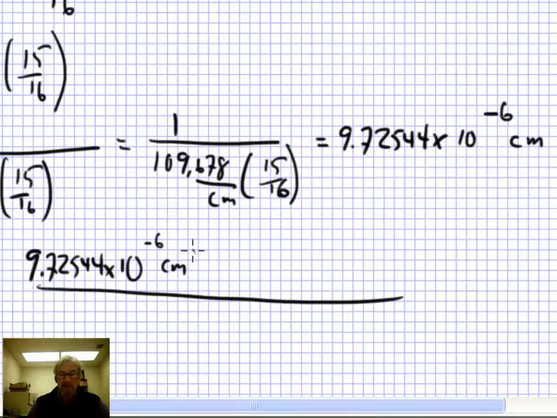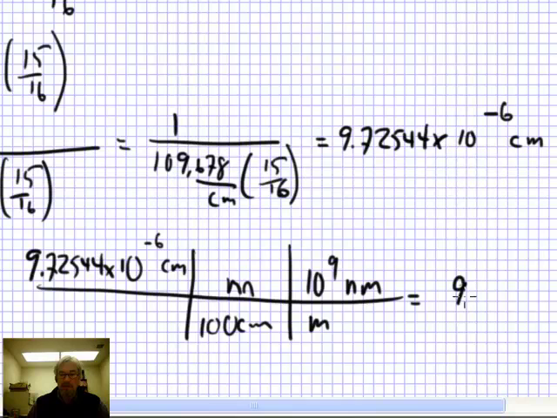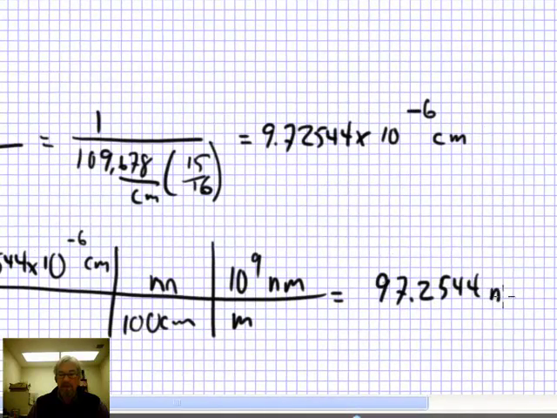And here are some facts. I know 100 centimeters is the same thing as a meter. And I know that 1 meter is 10 to the 9th, or a billion, nanometers. So when I do this, I find out 97.2544 nanometers is my wavelength.